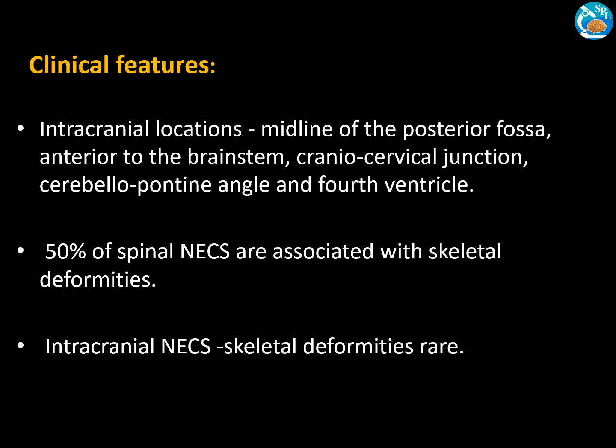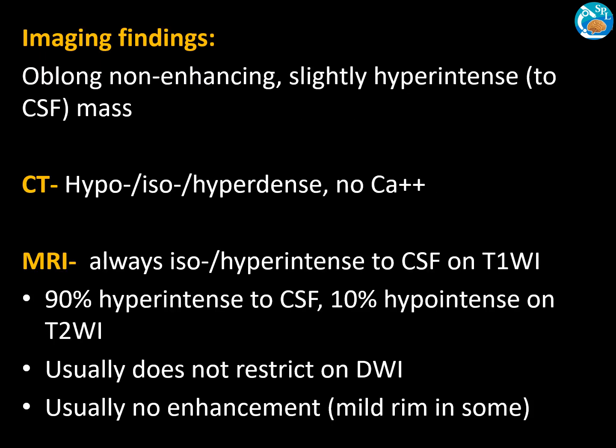Approximately 50% of spinal neurenteric cysts are associated with skeletal deformities, including scoliosis, spina bifida, Klippel-Feil syndrome, syringomyelia, or other defects of the GIT, such as duplication, fistulas, and atresia. Intracranial neurenteric cysts are uncommon and have very rarely been associated with the skeletal defects.